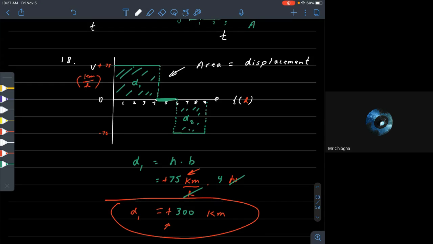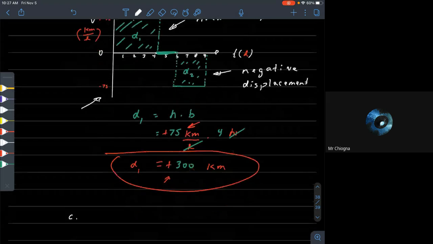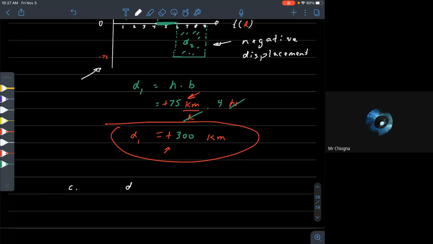Displacement means you've got a direction as well as a distance. So it's not just how far did you travel, but which direction as well. Because if it's a negative direction, that means you're going to have to subtract it. This is a negative displacement. We'll calculate it and see what it is in a second. Why? Because this is negative. Okay, so D1, we already calculated. We said D1 is positive 300 kilometers.